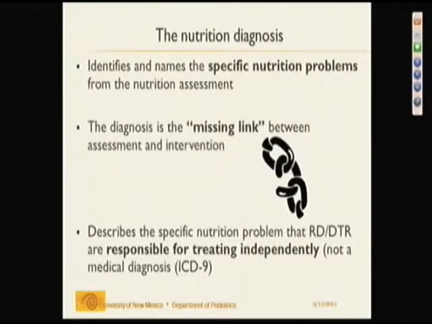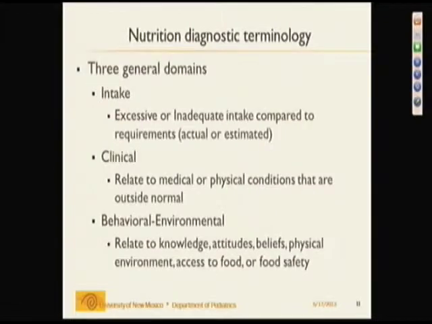So what part of it, when we label a nutrition problem, are we responsible for treating independently and should be responsible for? So there are 3 general domains, and I hope all of you, if you don't have it already, have bought your 4th edition of the Pocket Guide or the larger version of the terminology. And it's a fairly dense tome. It's about 300 pages, and the writing is less than 12 font, so you might need your glasses. And there's lots of information in there.